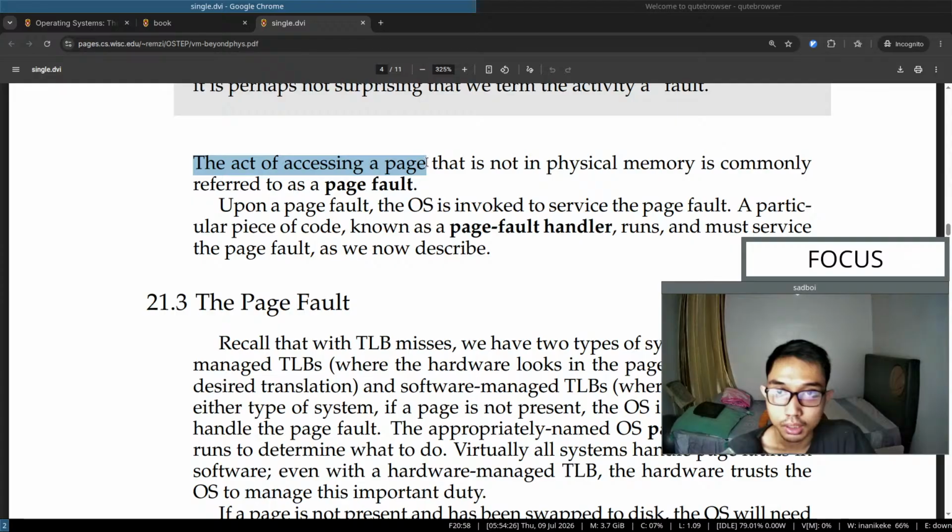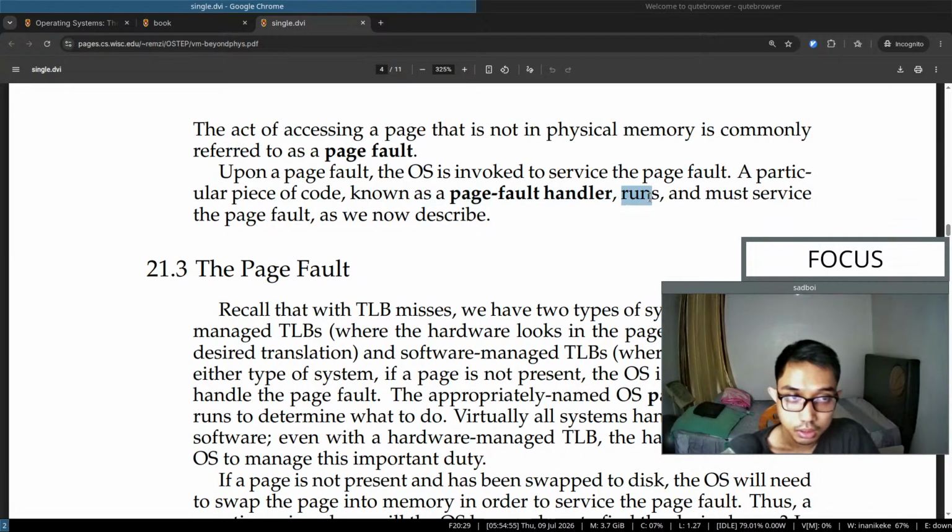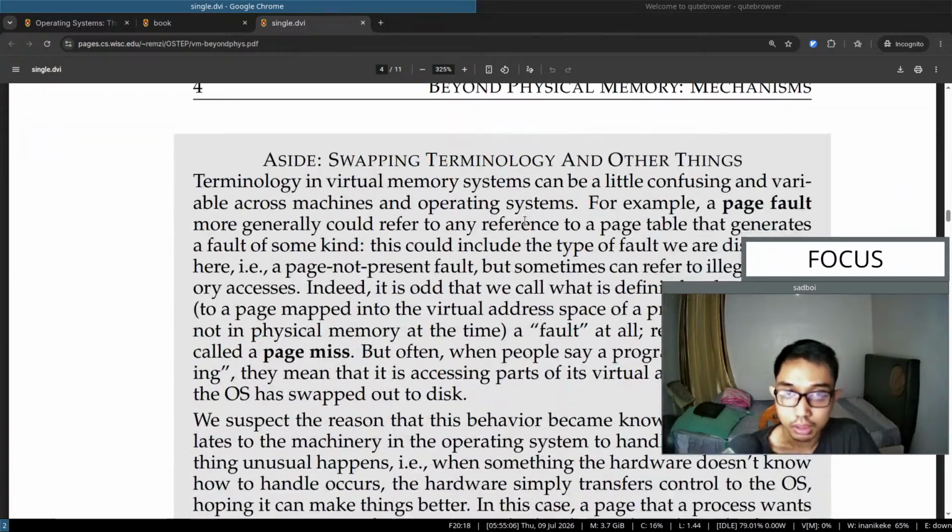The act of accessing a page that is not in physical memory is commonly referred to as a page fault. Upon a page fault, the operating system is invoked to service the page fault. A particular piece of code, known as a page fault handler, runs and must service the page fault as we now describe. Okay, let me read the aside first.